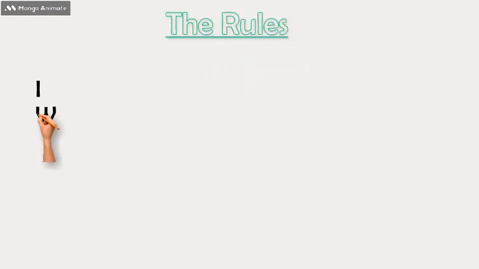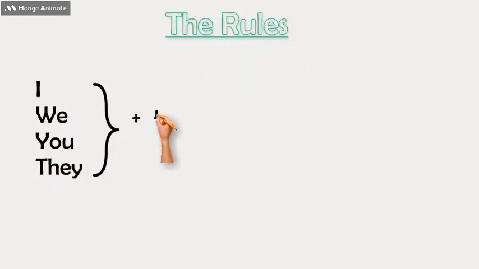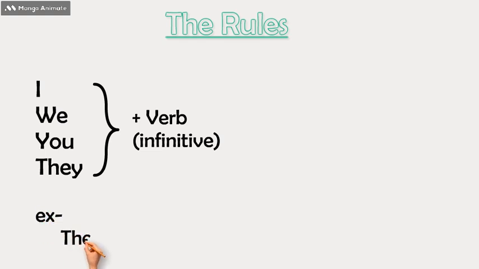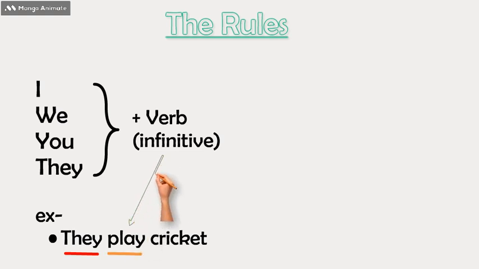For the pronouns I, we, you, they, we have to use the verb infinitive form. Verb infinitive, we can say verb 0 form. It means we have to use the verb as it is. Here the example is they play cricket. Here we are using they as a pronoun, so we have to use the verb infinitive form. So they play cricket. Therefore, we have to use the verb play in infinitive form.